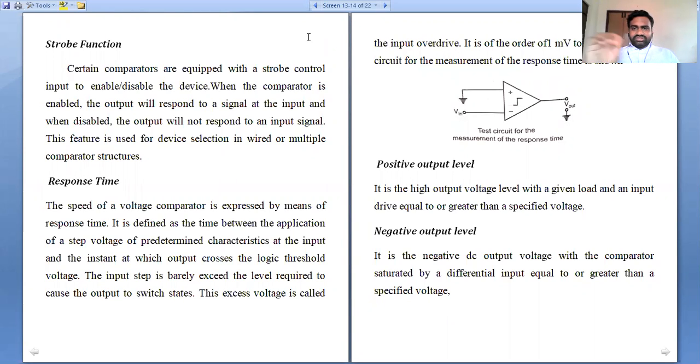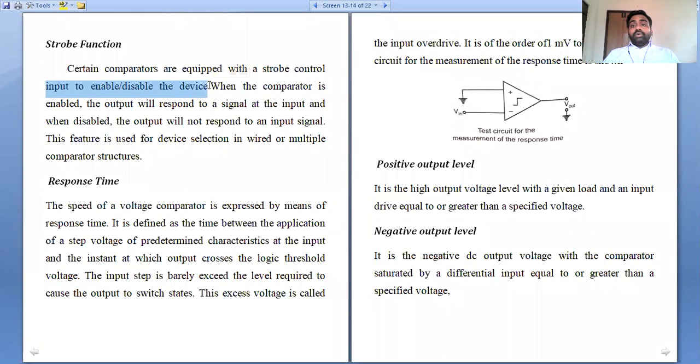Okay, strobe control has a strobe function. That means the objective of strobe control is the strobe function. What does that strobe function mean? This particular strobe control will enable the input as well as disable the input. That means this strobe control does a strobe function, and that strobe function is a command. It will enable the input and it will disable the input at a particular specific instant of time.